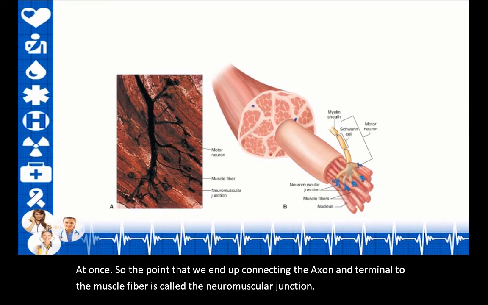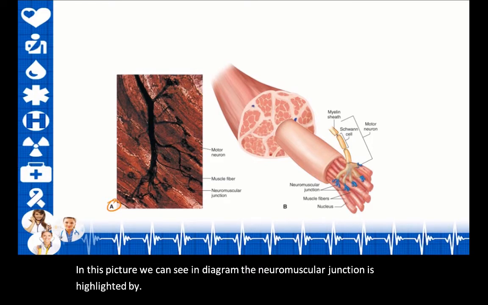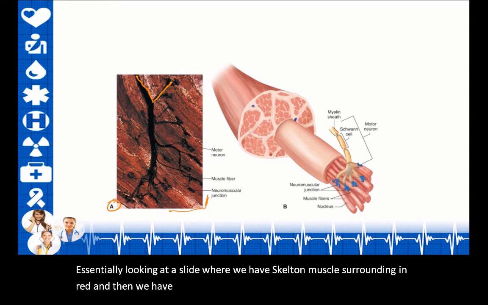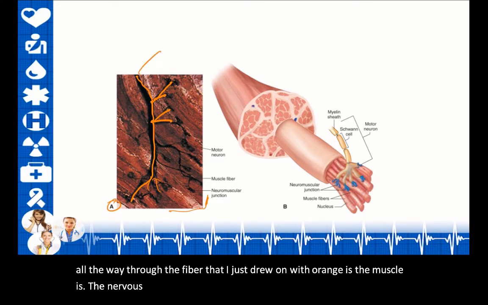In this picture, we can see in diagram A, the neuromuscular junction is highlighted by essentially looking at a slide where we have skeletal muscle surrounding in red, and then we have this black fiber going down with multiple branches all the way through. The fiber that I just drew on with orange is the nervous system fiber, which is actually the axon with multiple terminals.